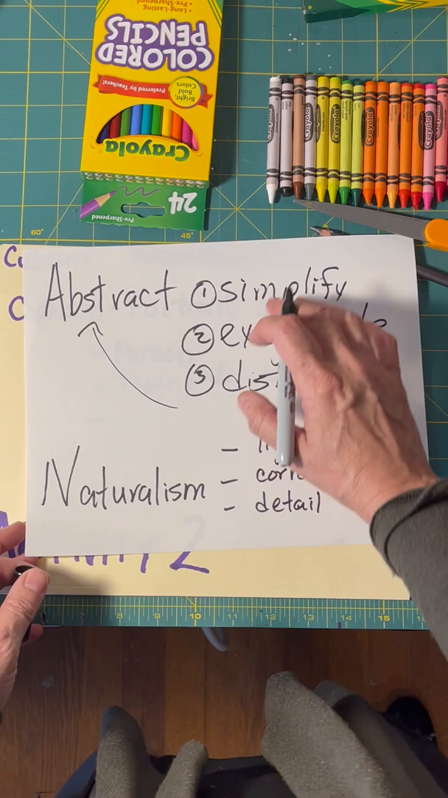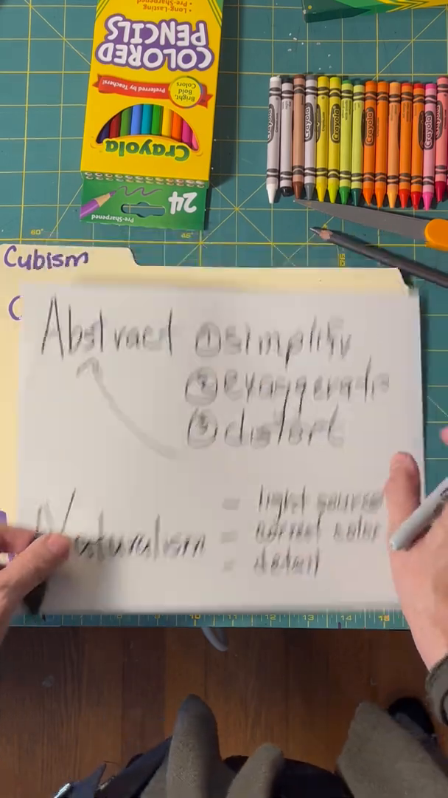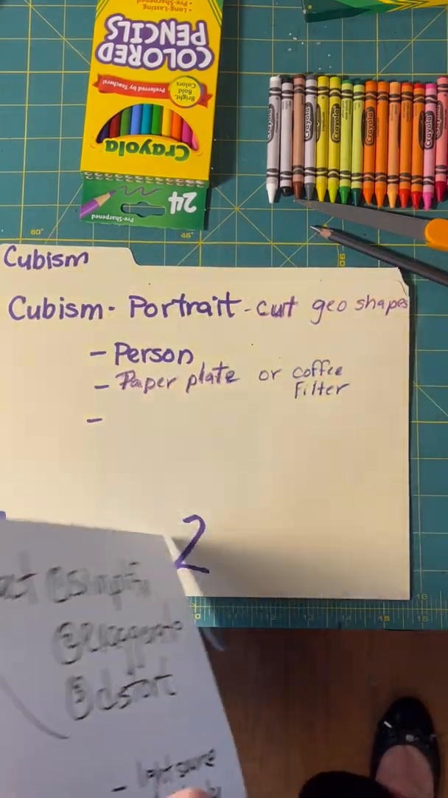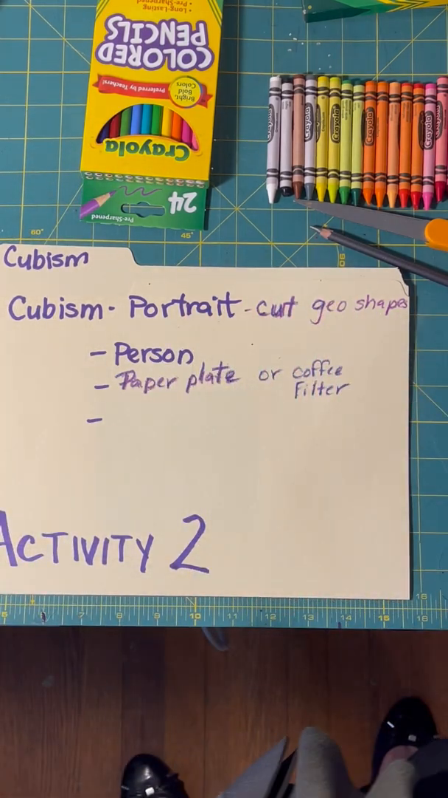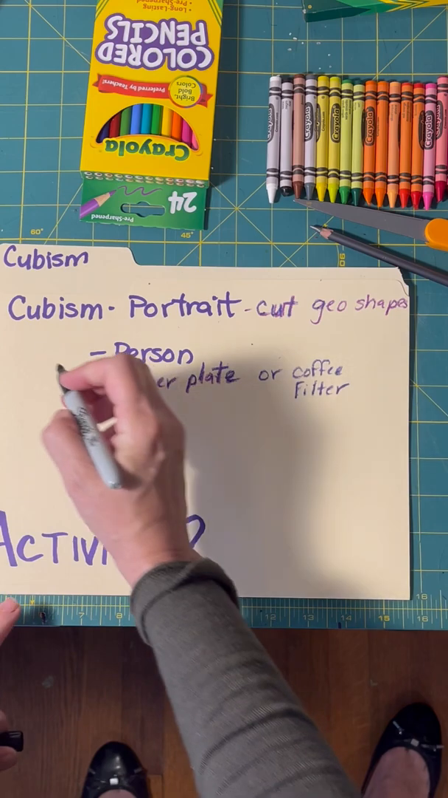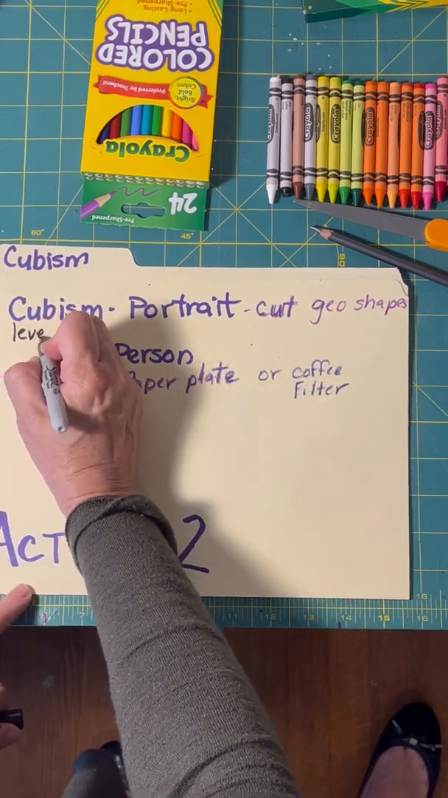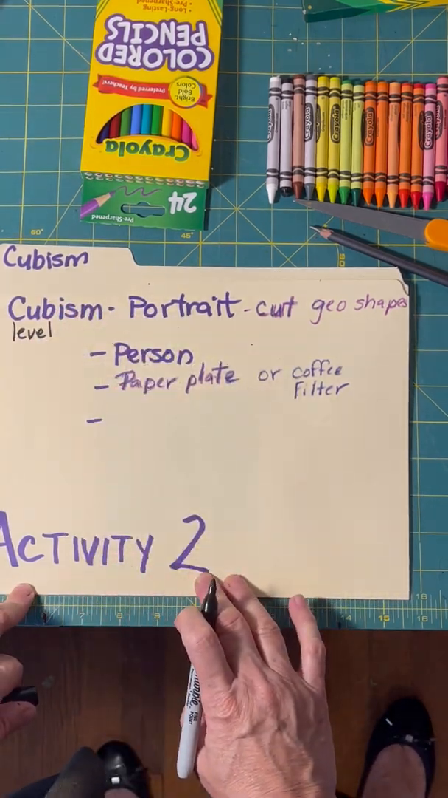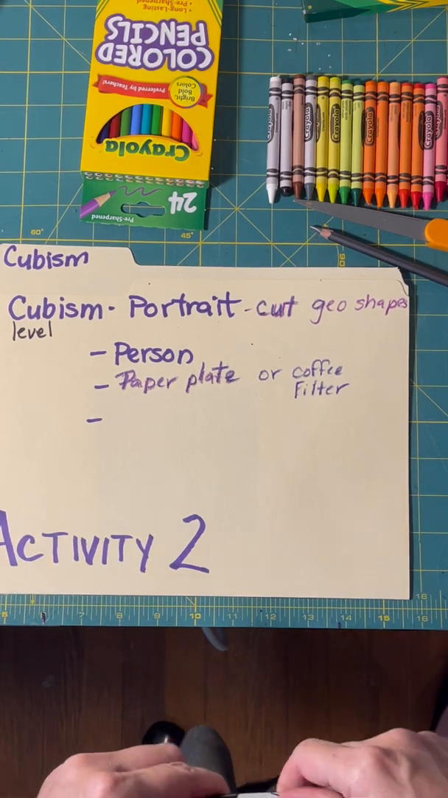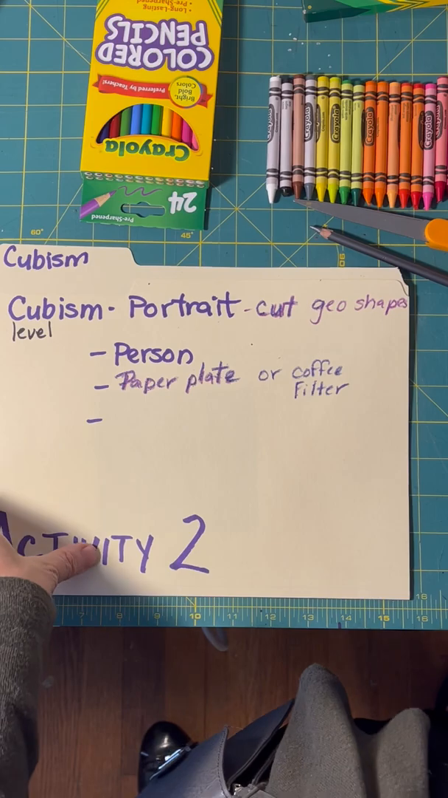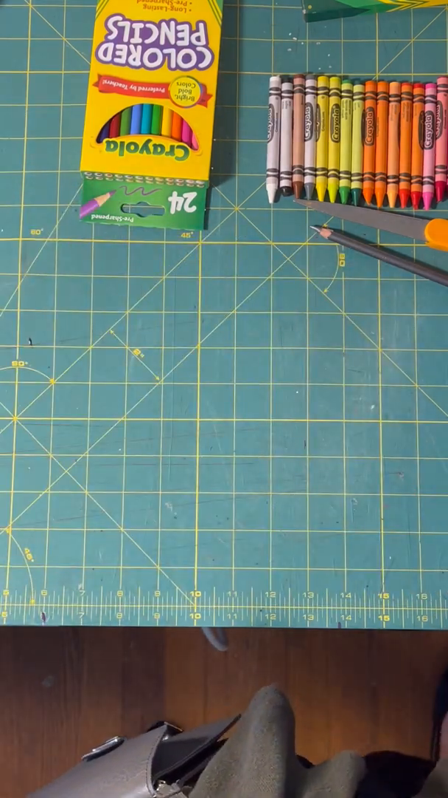So this is what we're doing because we are talking about Cubism. And with this activity, I just call it Cubist portrait. And this is kind of like level 1. This is kind of a fun thing. And this is your second activity. I guess it's still a level 1. So what you're going to need here are a couple of supplies. I'm going to just move this.